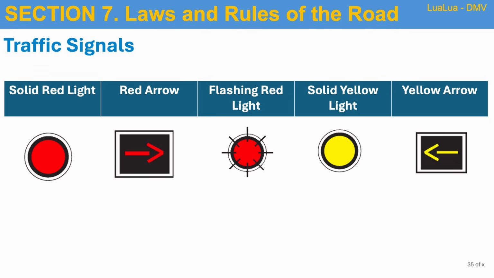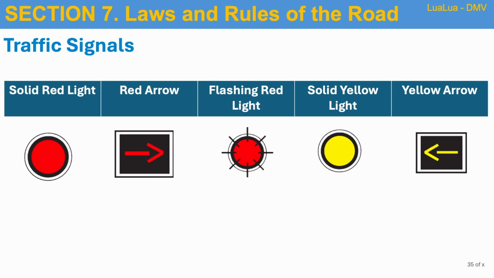Red arrow. A red arrow means stop. Do not turn at a red arrow. Remain stopped until a green traffic signal light or green arrow appears. Flashing red light. A flashing red signal light means stop. After stopping, you may go when it is safe.